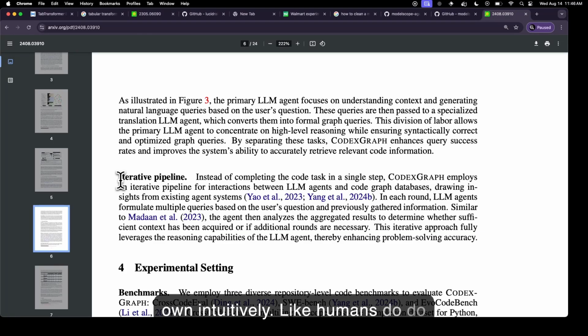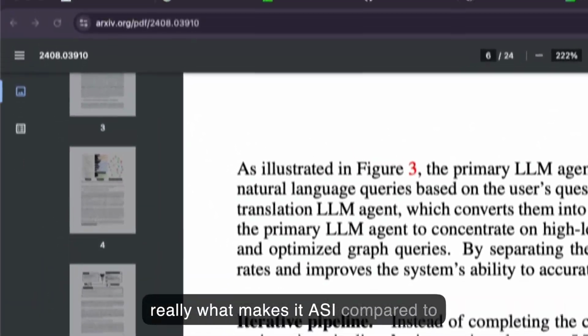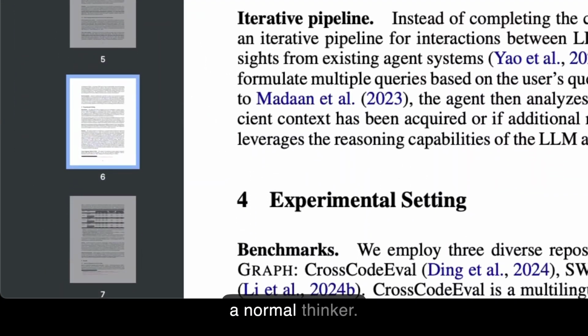And if humans do those kinds of things, I think those are the ultra rare true super geniuses like Einstein who crack something like relativity. We are lauding that way too much as a capability for AGI, because that capability would really be what makes it ASI compared to a normal thinker.